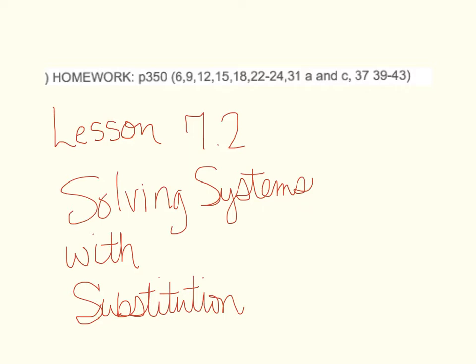So this is lesson 7.2, solving systems with substitution.